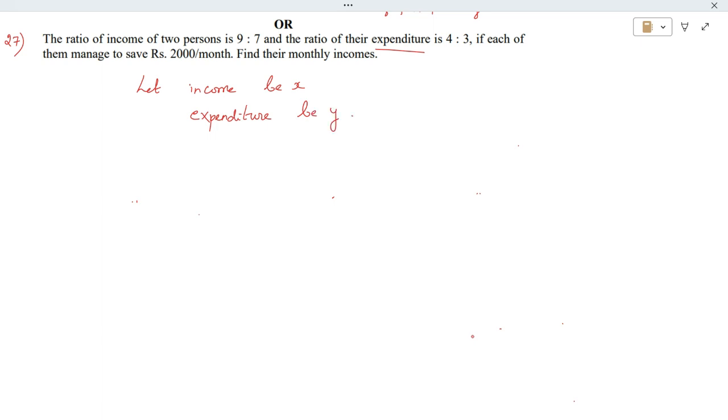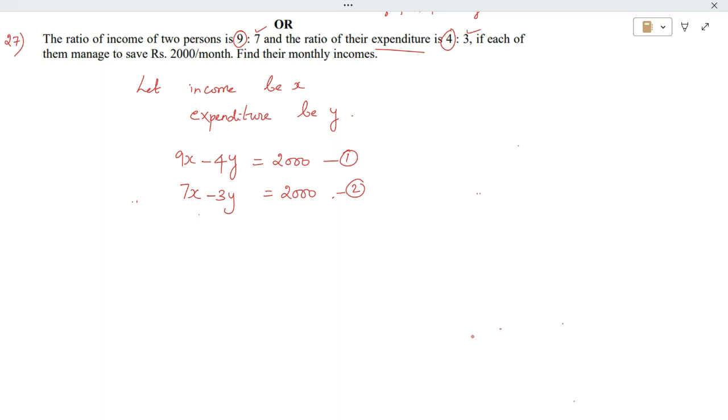So the first person's income is 9 and the expenditure is 4, isn't it? So income means what I'm getting. Expenditure is what I spent, so that will be minus, right? So 9x minus 4y is equal to, so how much did they save? Each of them managed to save rupees 2000. So that will be my right hand side. Let it be equation 1. And the income of the second person is 7, so 7 times x. Okay, and the expenditure is 3, so minus 3y is equal to 2000. So let it be equation 2.